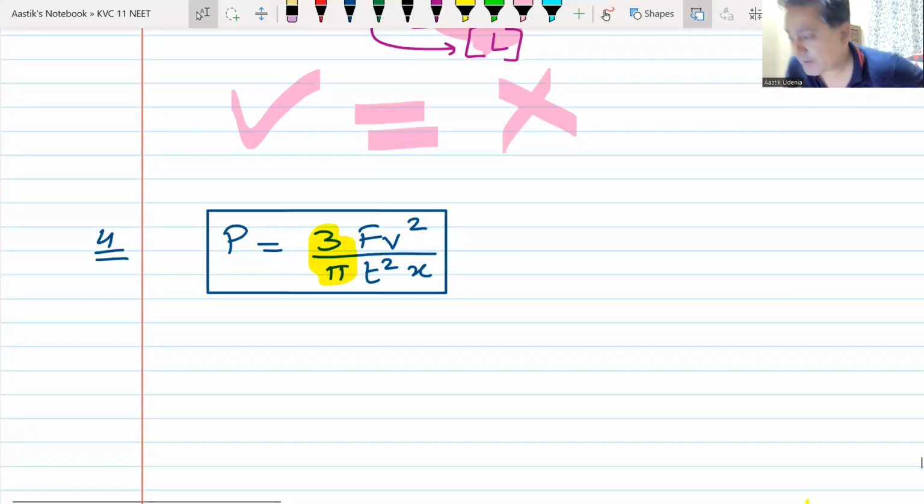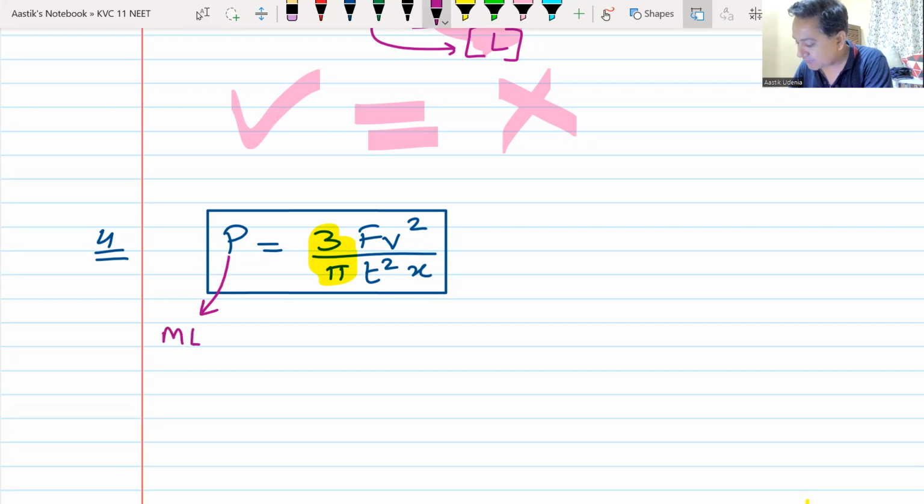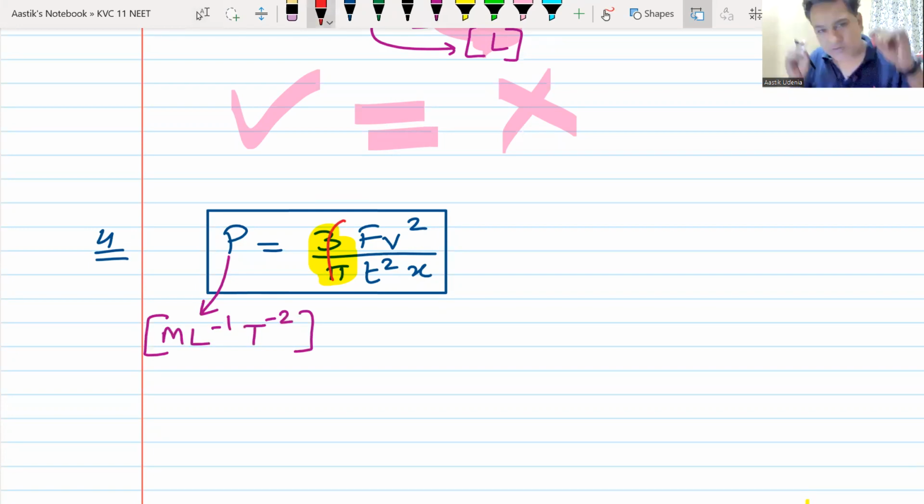Anyone with their answer? Ready? Shall I solve it? P is pressure. The dimension is ML^-1 T^-2. These are numbers, so we don't have to worry about their dimension. I have not crossed them. The only thing is, they do not have any dimension.